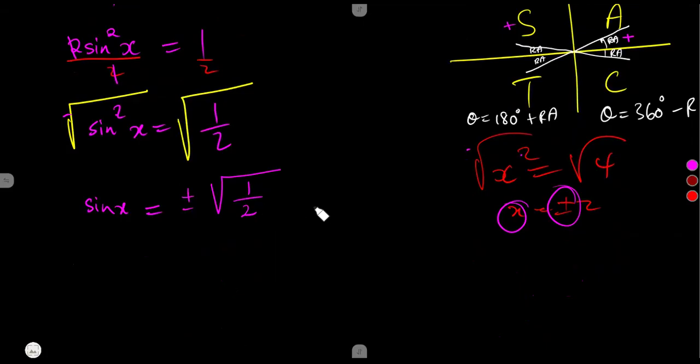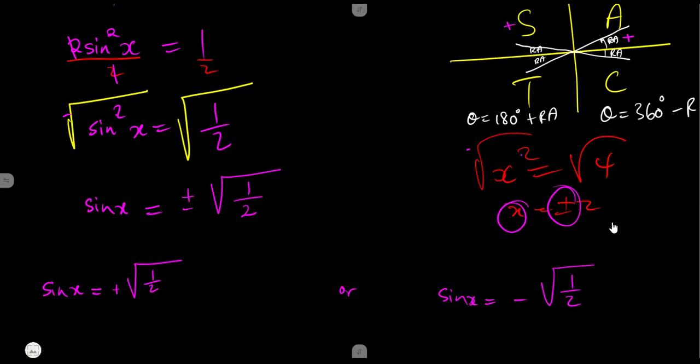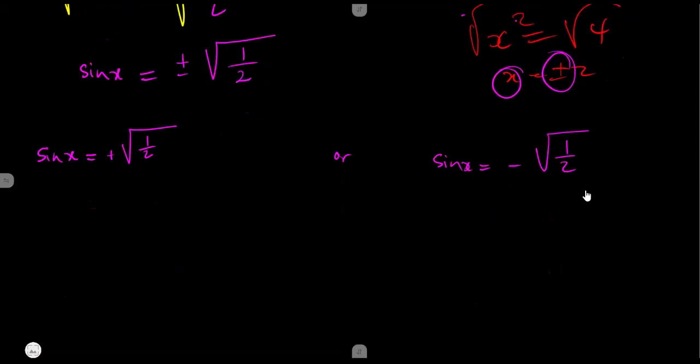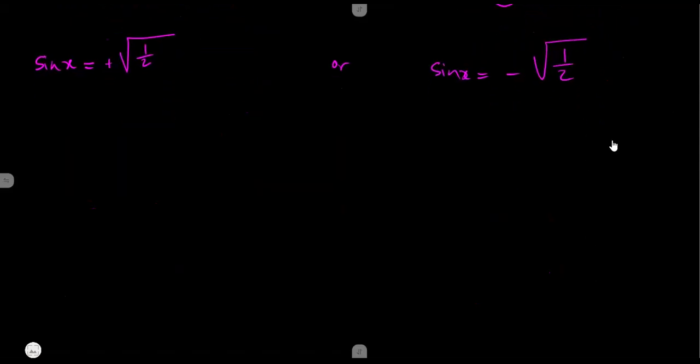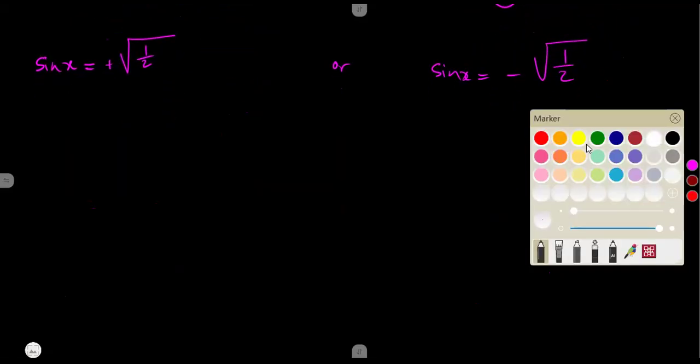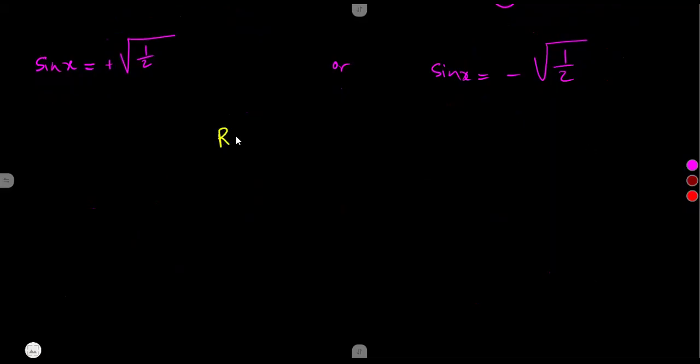So as you can see, there are 2 answers there. There is a sine of x which is equal to the positive square root of 1 over 2, or there is a sine of x which is equal to the negative square root of 1 over 2. One is positive, another one is negative. For both conditions, whether it is negative or positive, you are going to determine the reference angle. That part is not going to change.